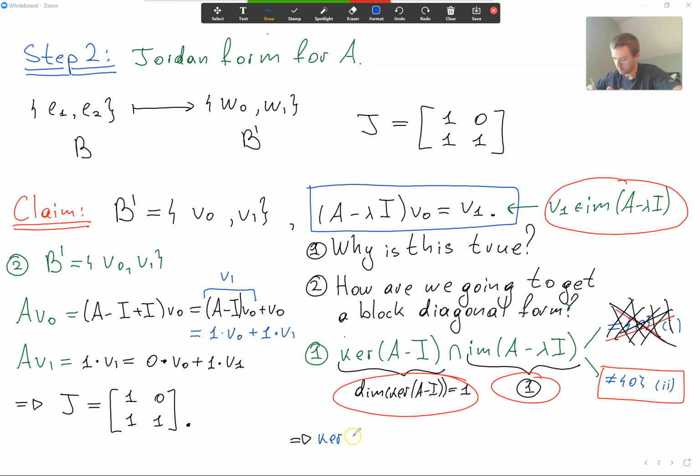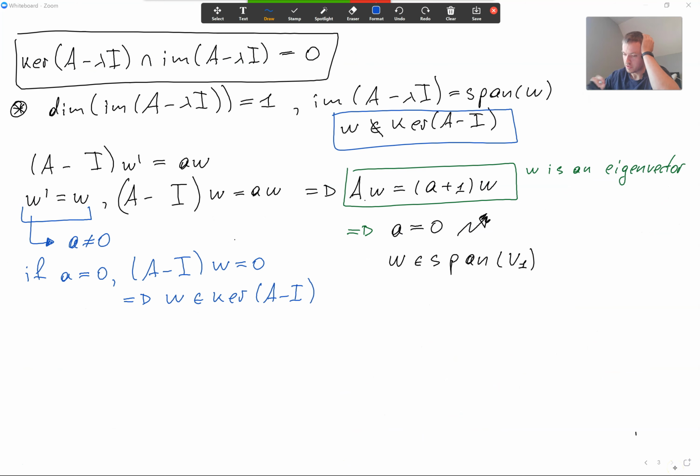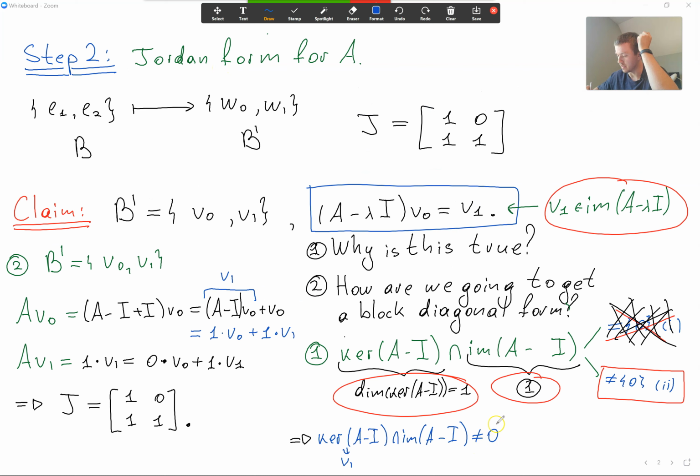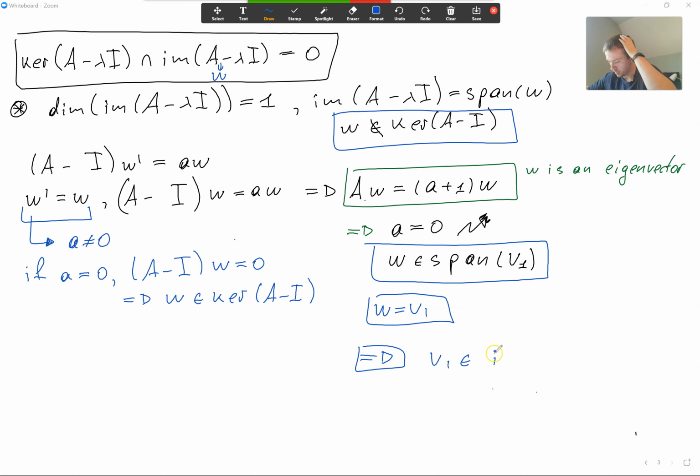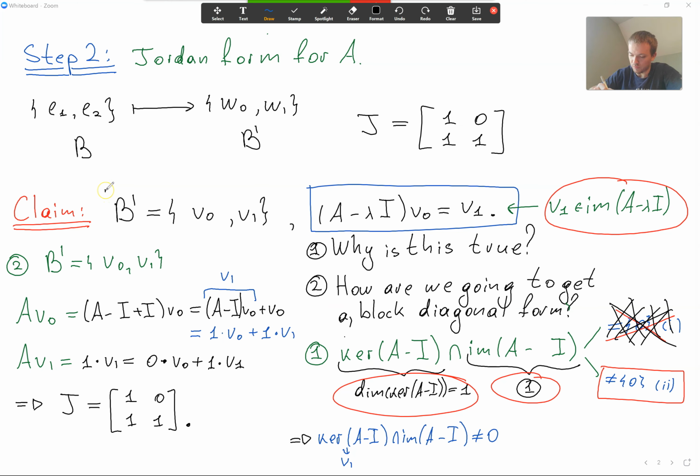And from here we have that the kernel of A minus I intersection image of A minus I is not 0. And here we don't have lambda. Lambda in this case again is equal to 1. Okay, so what I'm doing right now, I'm trying to show part number 1. And what I got, since v1 belongs to the kernel, and according to our computation, if some vector w belongs to our image of A minus lambda I, and in this case the intersection is non-zero, then this vector w is going to lie in the span of v1. But if w lies in the span of v1, it means we can choose w to be equal to v1. So from here it follows that v1 belongs to the image of A minus I. So right now what we did, we figured out the algorithm for how to find our vector v0.